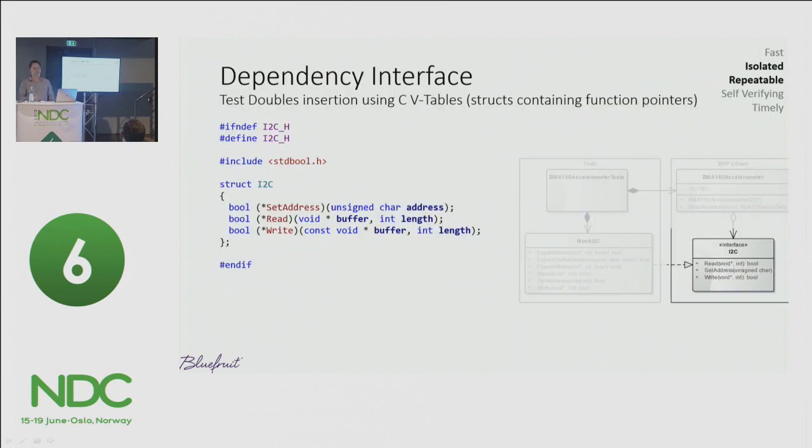So to implement the C vtables, we use a struct of function pointers. So here I've created a struct called I2C that contains the 3 function pointers I need.